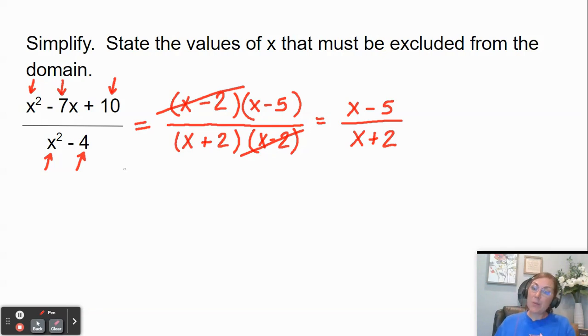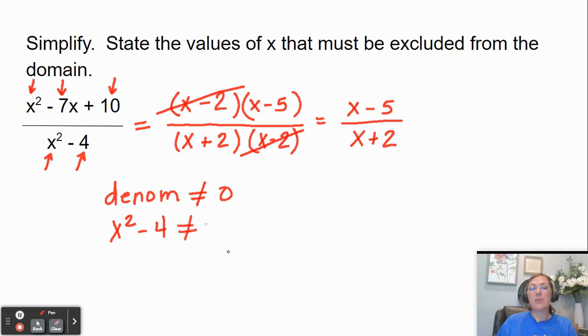Now, the other part of the instructions says to state the values of x that must be excluded from the domain. The rule for domain is that the denominator cannot equal 0. So we're going to take the denominator, that was x to the second minus 4, cannot equal 0. Please note that I use the original denominator, not the simplified one. Now, you'll remember that we factored this x to the second minus 4 into x plus 2 and x minus 2.